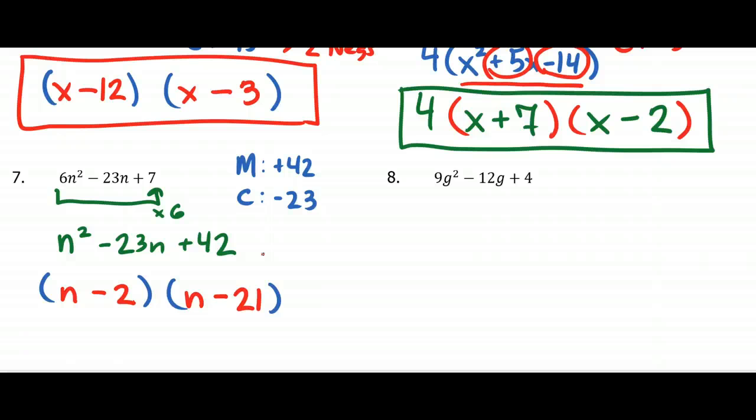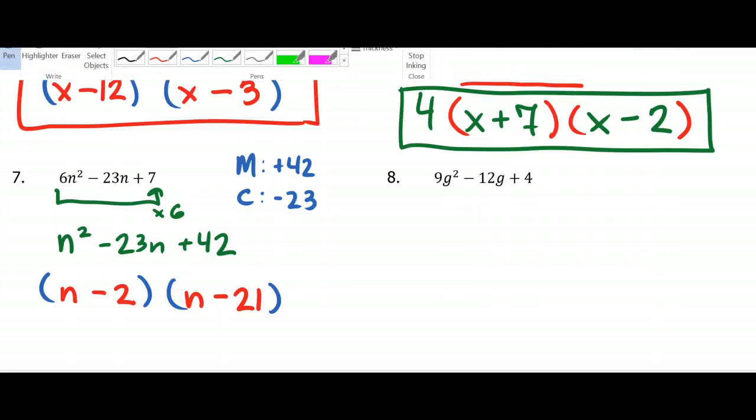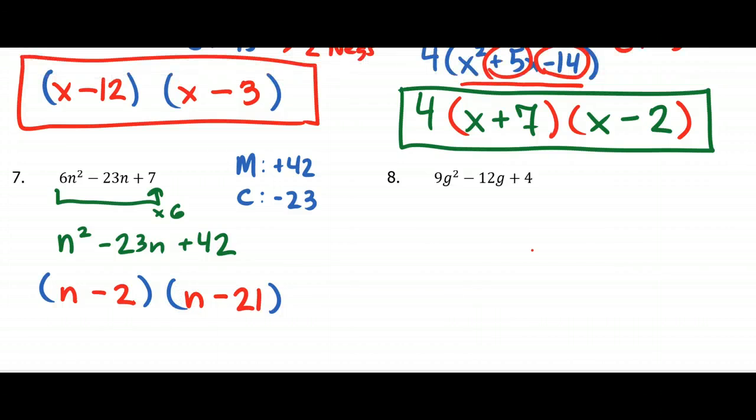Now, don't stop there, okay, because this is a slide and divide problem, so that means at the end here, I need to do my divide step. Okay, if you slide, you must divide, and I need to divide both my 2 and my 21 by that original 6 that I multiplied by. So now this becomes n minus 1/3 times the quantity n minus, if we reduce this, we get 7 halves.